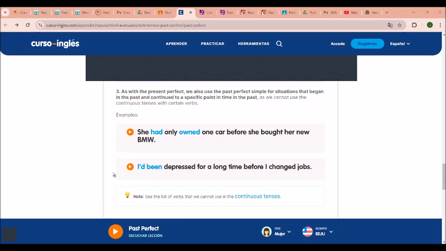Tip 3. As with the present perfect, we also use the past perfect simple for situations that began in the past and continue to a specific point in time in the past, as we cannot use the continuous tenses with certain verbs. Examples: She had only owned one car before she bought her new BMW. He had been depressed for a long time before I changed jobs. All right, good.